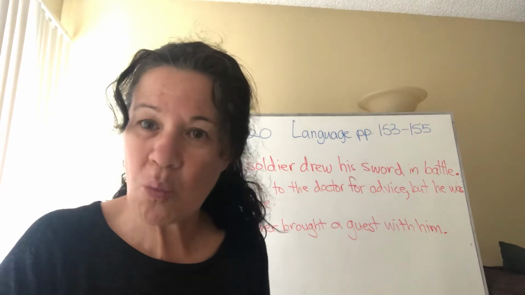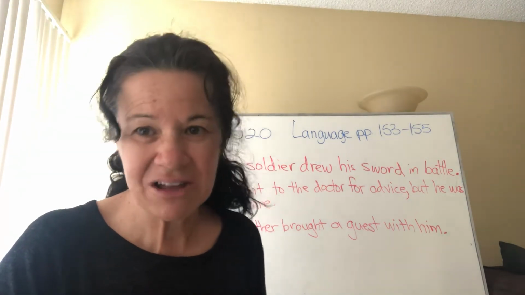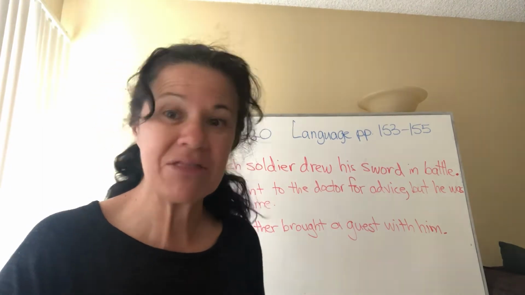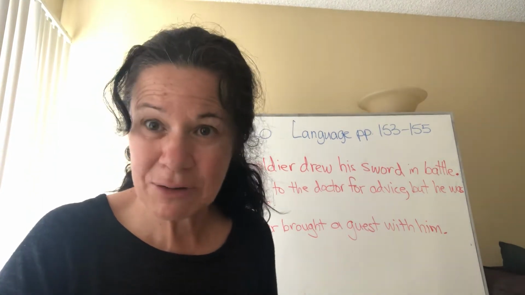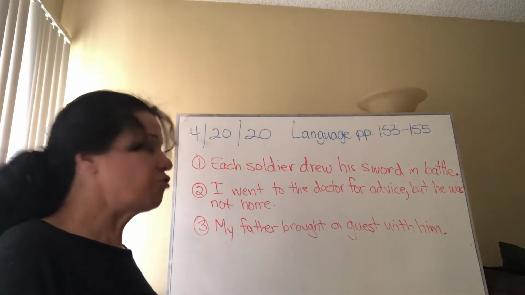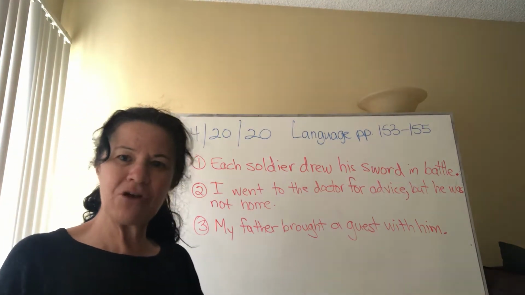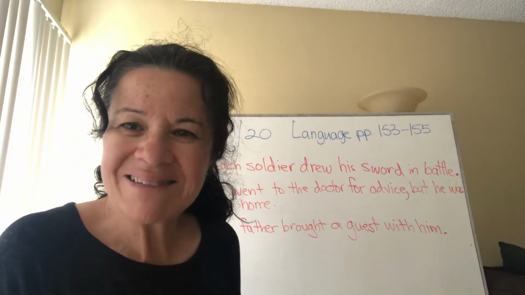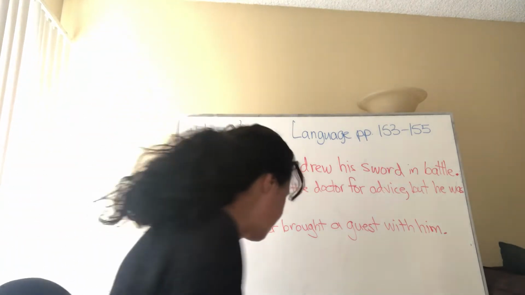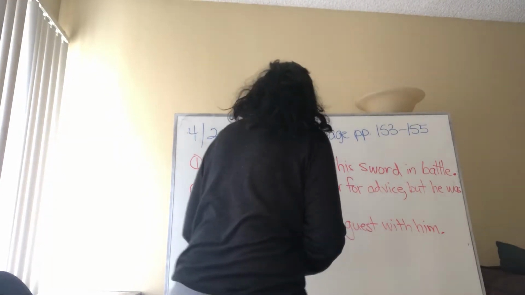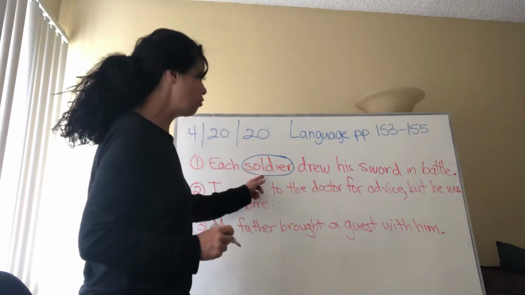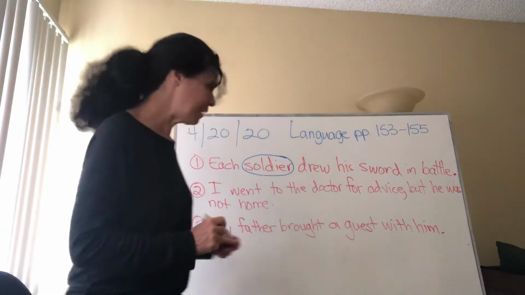We're going to circle the words that they stand for, the nouns, I should say, that they stand for. It might be a person, it might be a place, it might be a thing, it might be an idea, because that's what nouns are. Okay, so in number 1, if it says the soldier drew his sword in battle, who is his in that sentence? What does his stand for? Well, it stands for soldier, his, soldier. Each soldier drew his sword in battle.